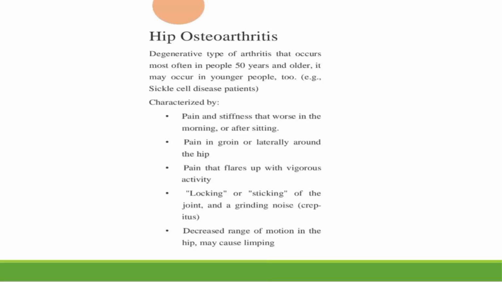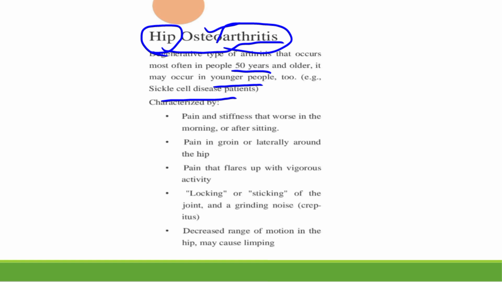In this lecture of orthopedic rehabilitation protocol, the pathology we will discuss is hip osteoarthritis. The joint is the hip joint. Osteo means bone and arthritis means inflammation of the joint. Osteoarthritis is a degenerative type of arthritis that occurs most often in people older than 50 years of age. It may also occur in younger people, such as sickle cell disease patients.